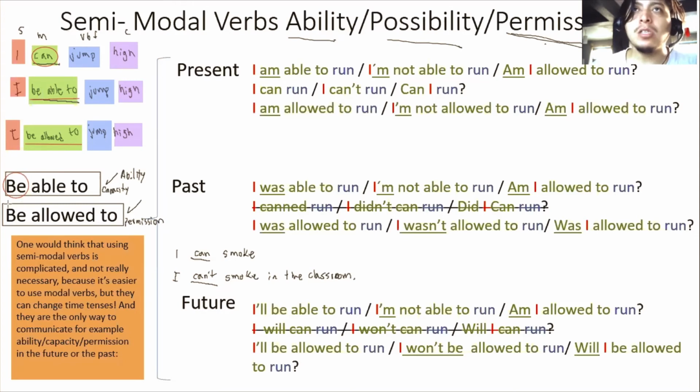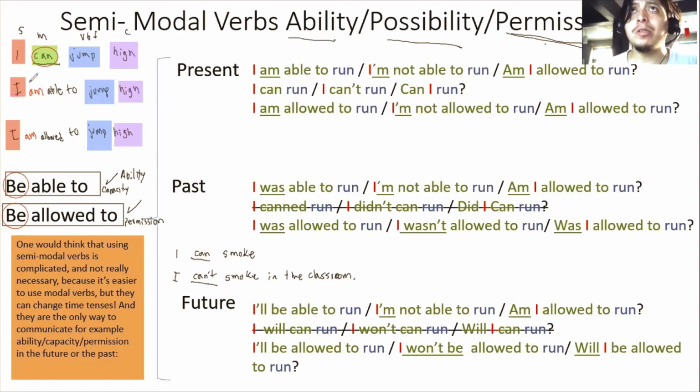Este verbo to be es súper importante porque nunca se usa así como lo tenemos aquí. ¿Qué es lo que tenemos que hacer? Si queremos que esté en presente, tenemos que conjugarlo en presente. ¿Y cómo lo conjugamos en presente? Bueno, el verbo to be en presente para la primera persona, I am. Si fuera la segunda, you are. Si fuera la tercera, he is. I am able to jump high. She is allowed to jump high. ¿Más o menos? I am able to.